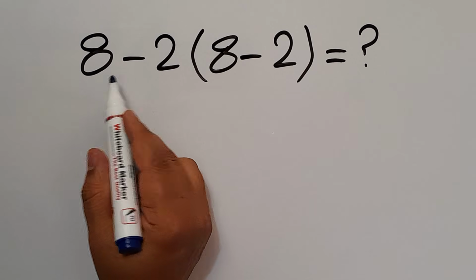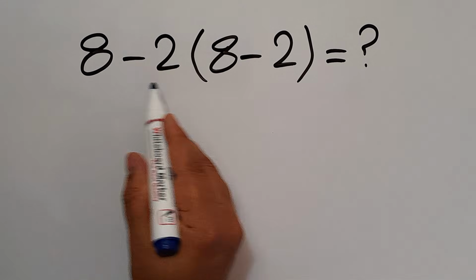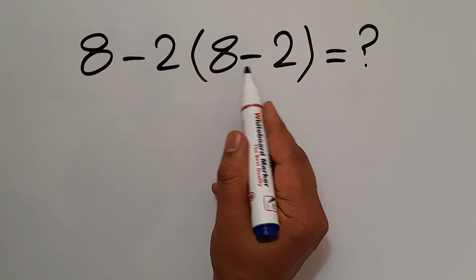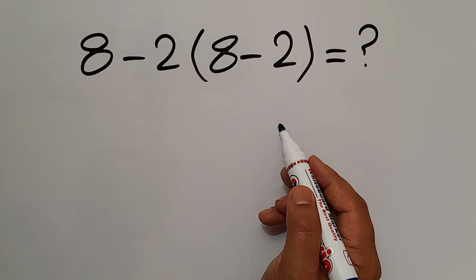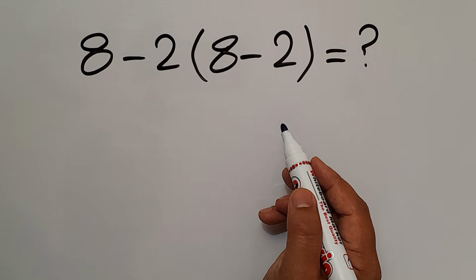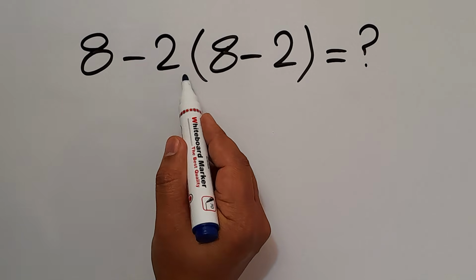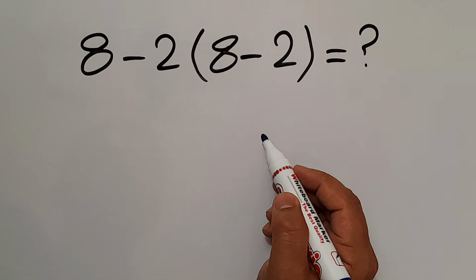In this video, we want to find the value of this expression. 8 minus 2 times 8 minus 2. Are you ready to solve? Let's go ahead and get started. In this expression, we have one subtraction, one multiplication, and one parenthesis.